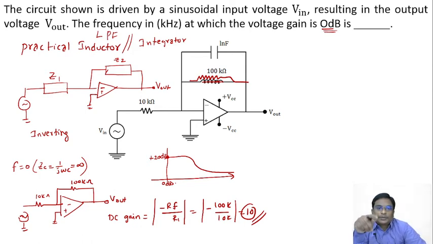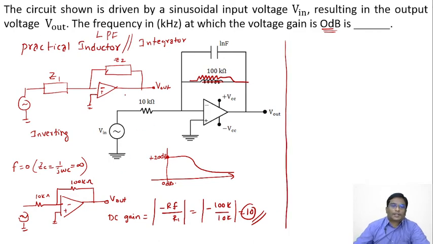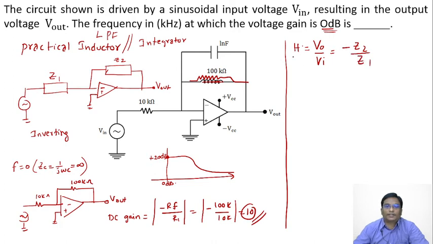The circuit is driven by a sinusoidal input voltage Vin, resulting in output voltage Vout. We need the frequency at which the voltage gain is 0 dB. The DC gain for this one is 10. Here, if this is Z2 and this is Z1, what's the gain function H of s? It is V naught by Vi, which is minus Z2 by Z1.